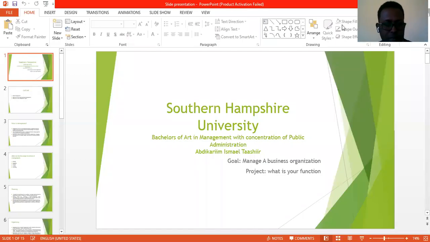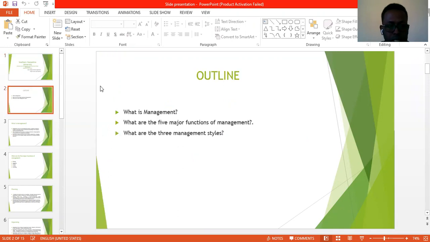So I'm going to start my presentation about the goal of managing a business organization, and the project is what is your function. Now I'm going to explain the outline that I have here, which are: what is management, what are the five major functions of management, and also what are the three management styles. So now let us go to the first slide, which is explaining what is management.